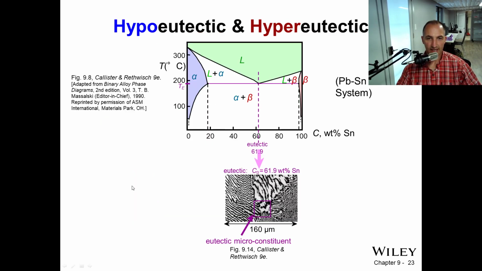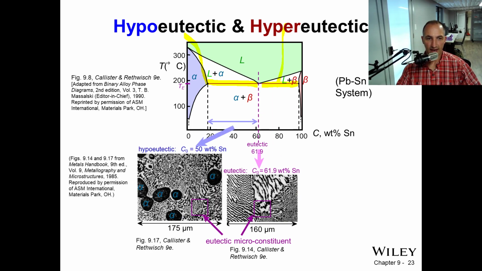So hypoeutectic and hypereutectic. I'd like to introduce these terms to you now, where hypo is any composition below the eutectic composition. Anything in this region is hypo, and anything in this region here is hyper. So the hypoeutectic, if we were to cool anything down through here, we're going to have primary alpha particles, and then we're going to get the lamellae below the eutectic temperature. So this here is the hypoeutectic.